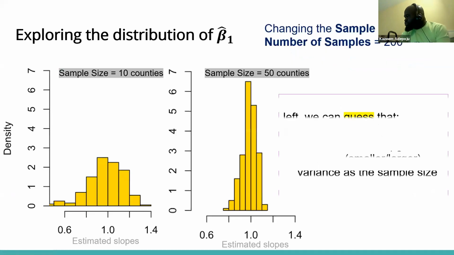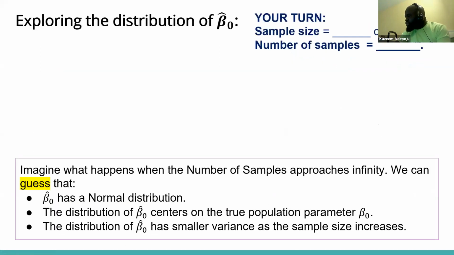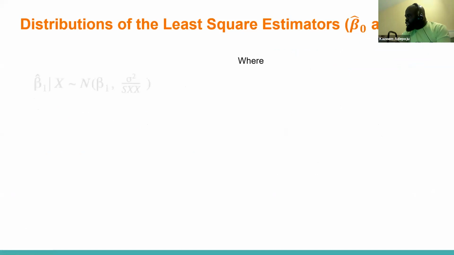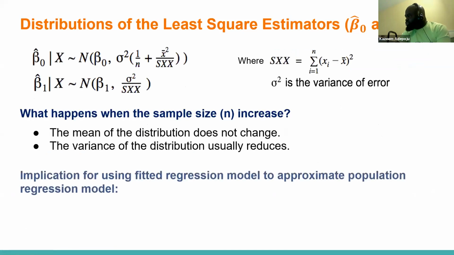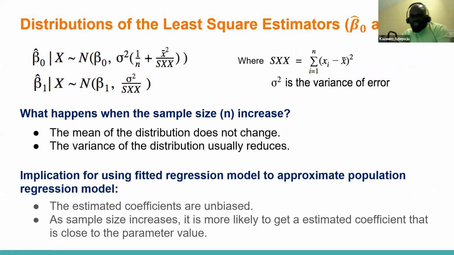Now, take a look at what we're trying to say. We're trying to give a condition under which the fitted regression model can actually be used to represent the population regression model. Number one is that the estimated coefficient should be unbiased. And how can we prove that it is unbiased? We can prove that it is unbiased when the expected value of beta 1 cap equals beta 1.